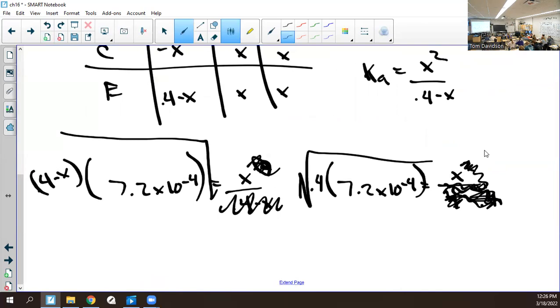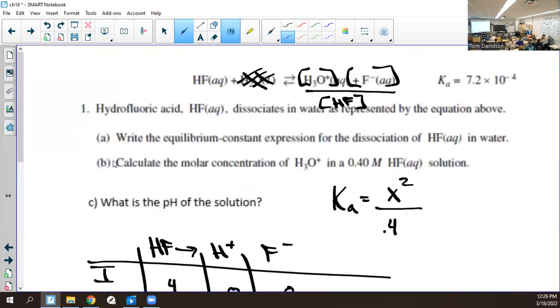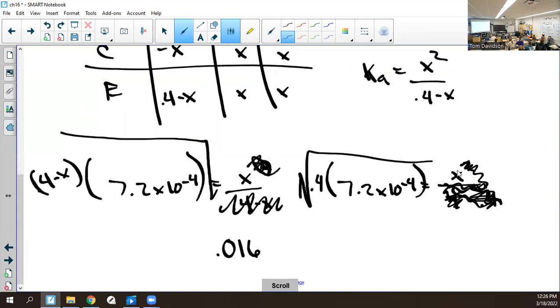And then you get 0.016. Okay, and what is that value right there? It's the concentration of H3O. So you should put molar as the unit.